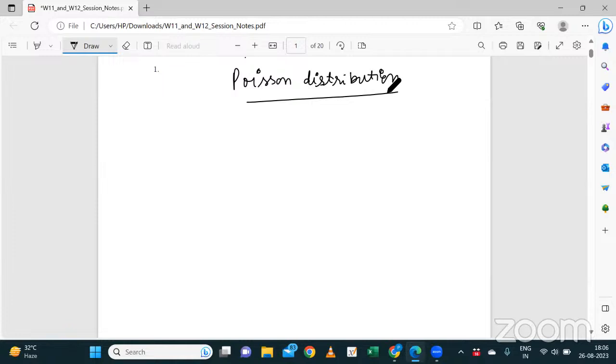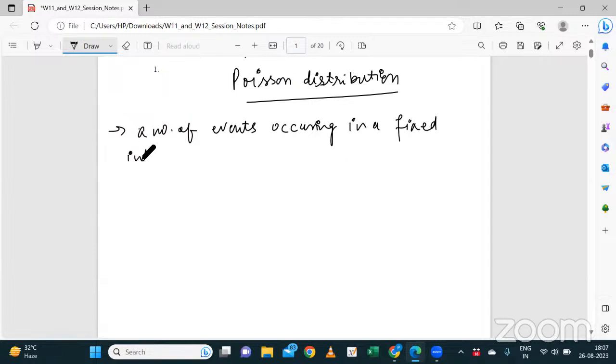So in which scenario should I prefer the Poisson distribution? Suppose you are interested in finding the probability of a number of events occurring in a fixed interval of time or space. I will tell you what the meaning of an interval of time or space is. So basically, I will prefer the Poisson distribution when I am interested in finding the probability of a number of events occurring in a fixed interval of time or space. What is the meaning of a fixed interval of time or space? Within a fixed time, say.